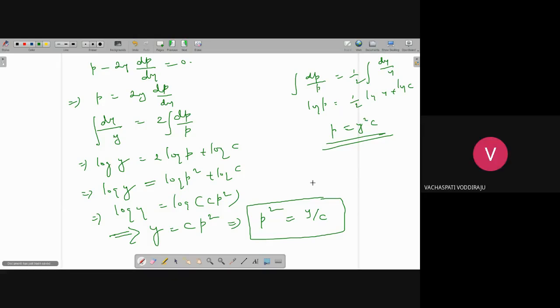Sir, can I take 2 dp by p on left hand side and dy by y on right hand side? Then I'll get p square is equal to yc. That's also okay, sir. Yeah, p square equal to yc, that is also correct. Actually, I got p square equal to y by c. So 1 by c you take, that is equal to some c1. So it differs by a constant again. Okay, sir. Thank you, sir.